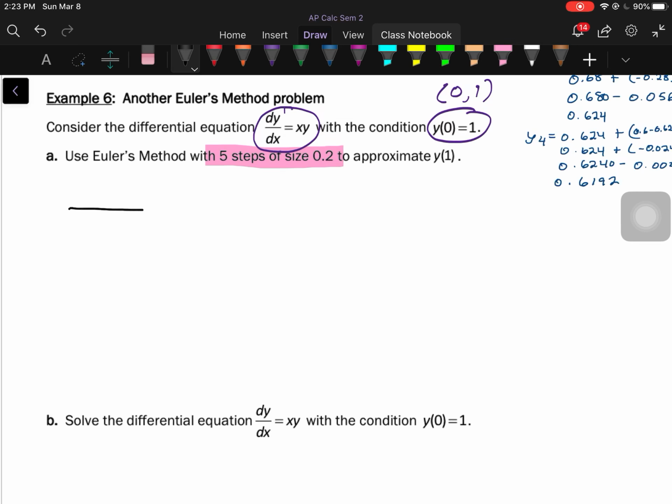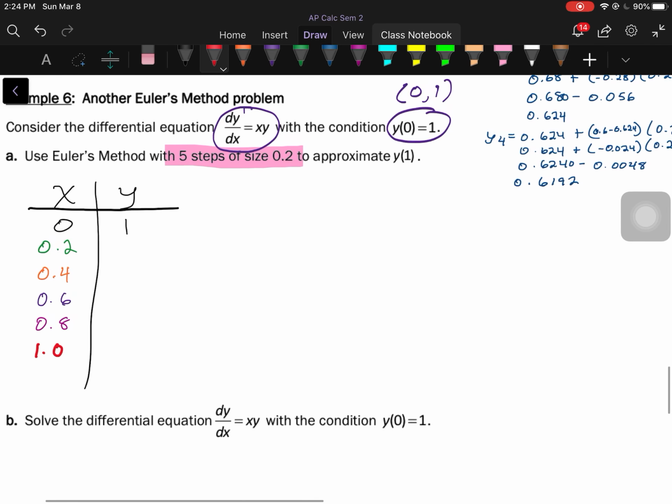So in my table, we're going to start with my initial x value, which is going to be 0, and my initial y value, which is going to be 1. And I'm going to do 5 steps of 0.2, 2/10. I do another step of 2/10, 0.4, a third step, 0.6, a fourth step, 0.8, and the fifth step, 1.0, to get to where I need to go. All right?